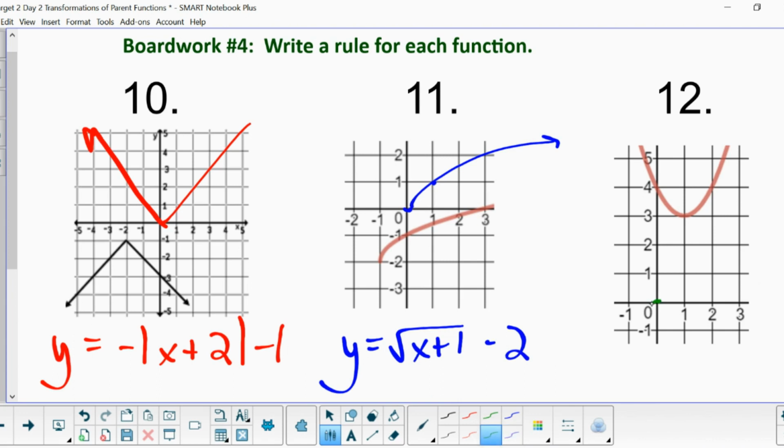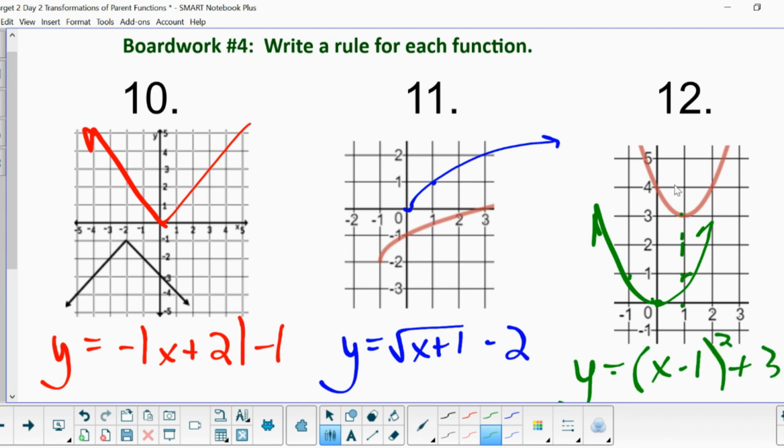And then this one here is your square root. I keep saying the wrong functions. Your square function, and I hope you can see that it went to the right 1 and up 3. So this is y equals x minus 1 squared plus 3. It's the square function. It's a parabola. Went to the right 1, so that's a -1 inside, and then 3 shifts it up 3.